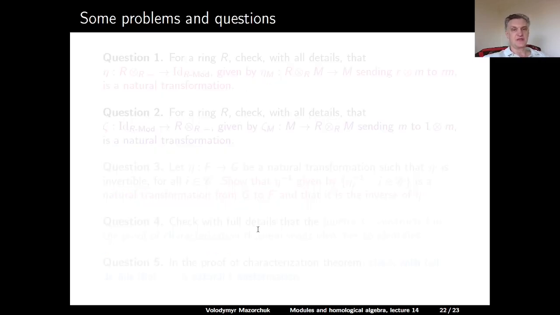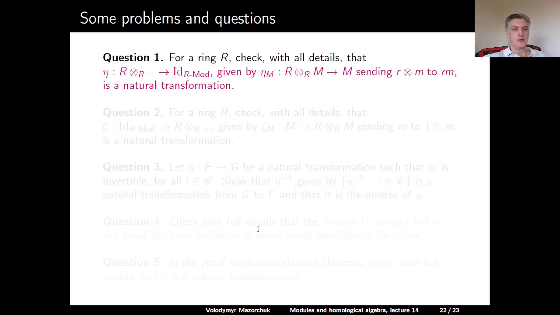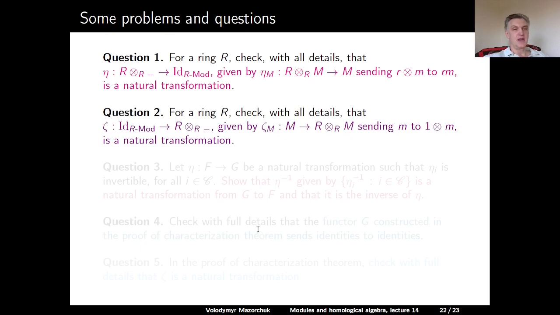Some problems and questions at the end. Problem 1. For a ring R, check with all details that sending r tensor m to rm defines a natural transformation from the functor of tensoring with R over R to the identity functor on R-mod. Problem 2. Similarly, check that sending m to 1 tensor m defines a natural transformation from the identity functor to the functor of tensoring with R over R.